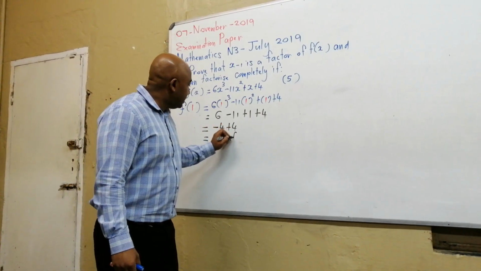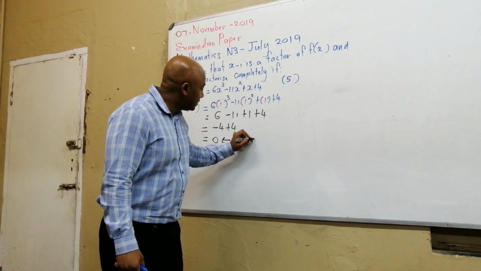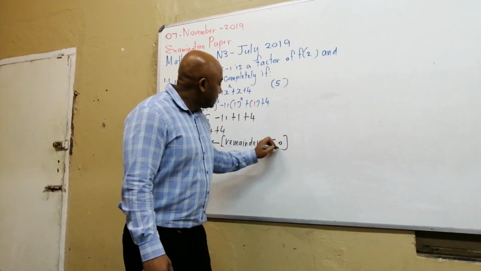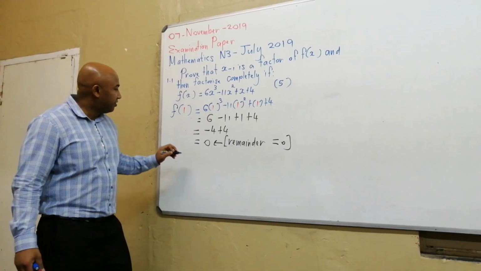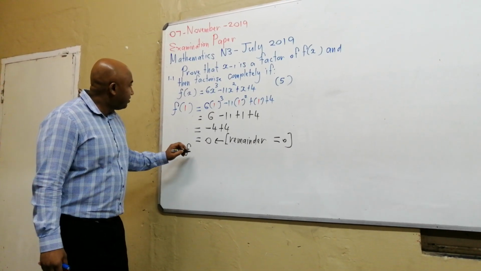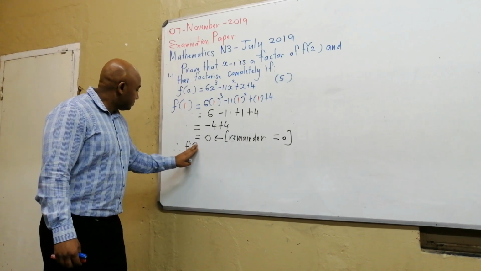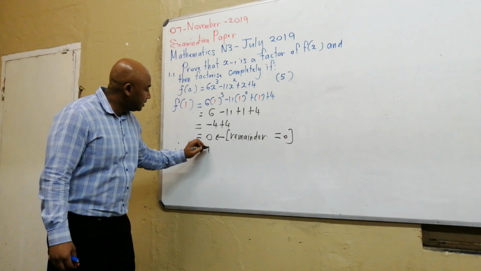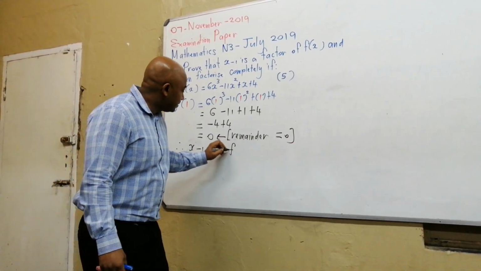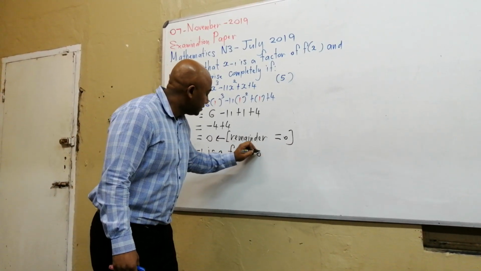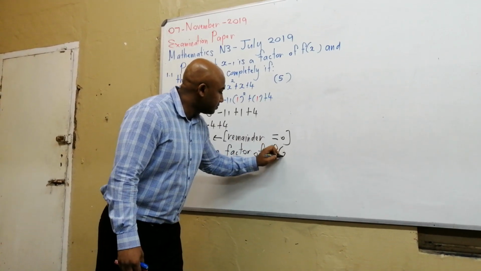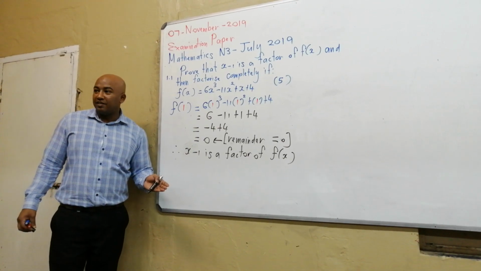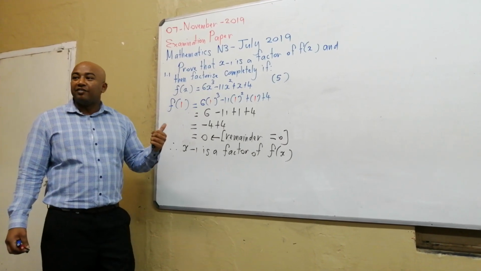So what do we know? The remainder is equal to 0. Therefore, x minus 1 is a factor of f of x. Right, so now we know that x minus 1 is a factor, so we can find the other factors.